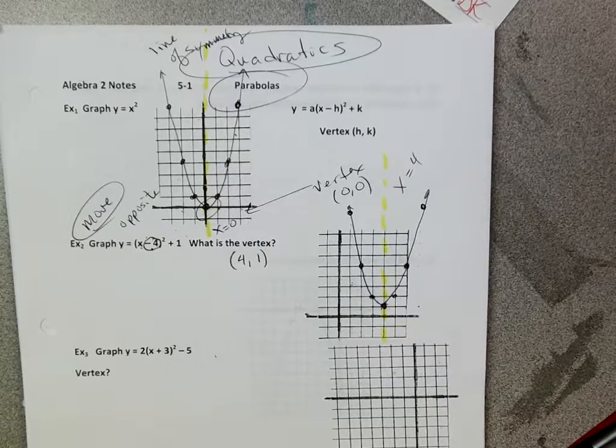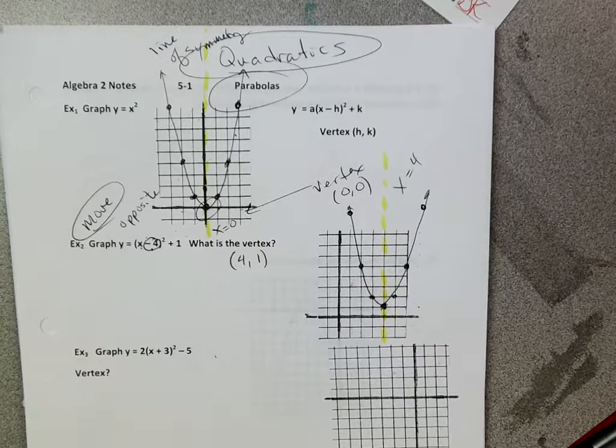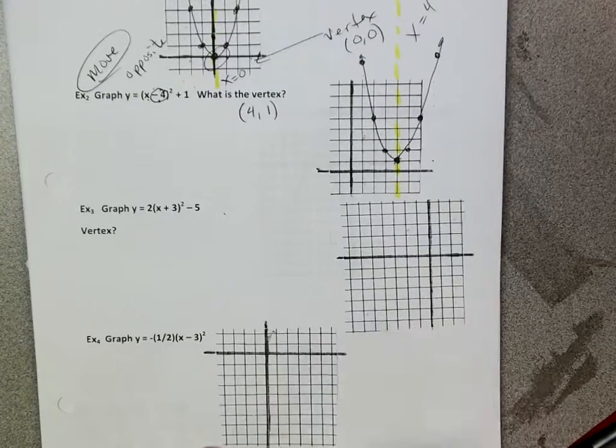It's always going to be the x value of your vertex because it has to go through your vertex, right at the bottom, and cut it right in the middle, right? Okay, now how am I doing so far? You guys can do this. You can. Now, example 3.